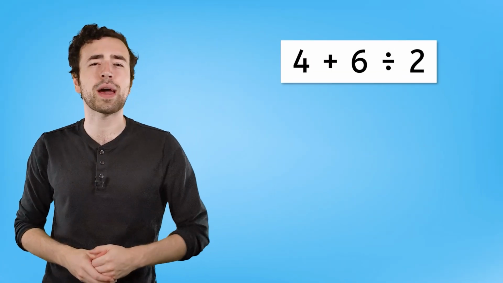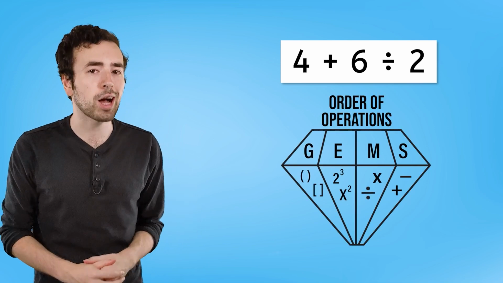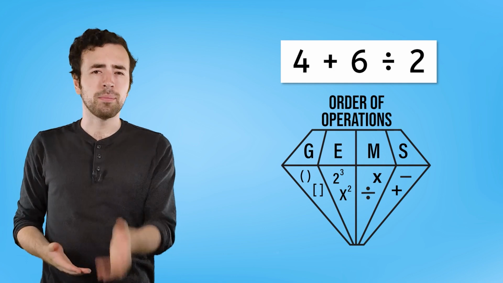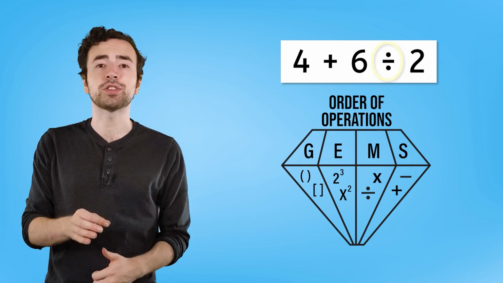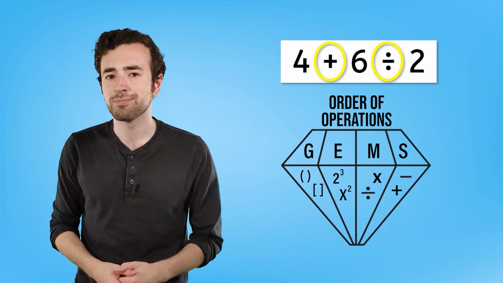Let's take a closer look at that problem from the mine. Using GEMS, can you determine which operation should be performed first? Based on the order of operations, division should always be performed before addition.